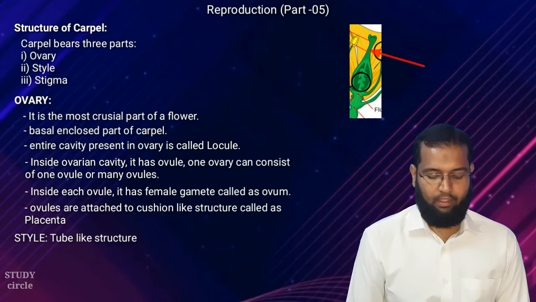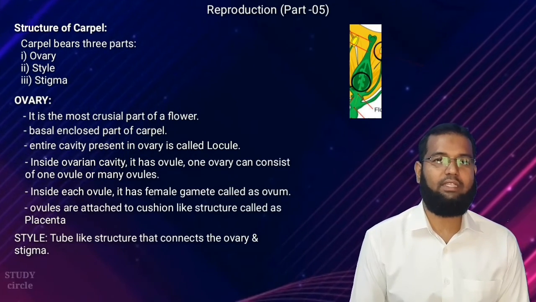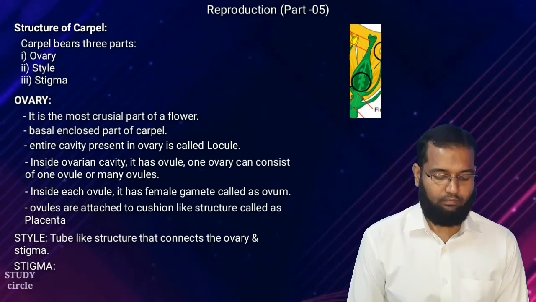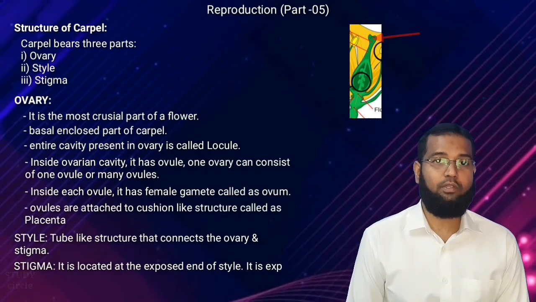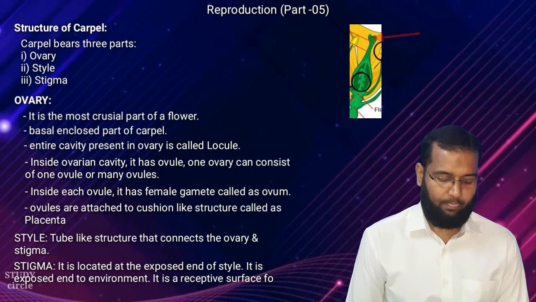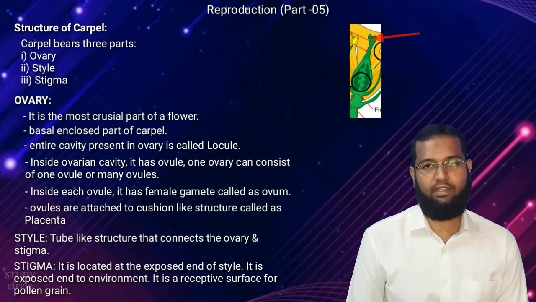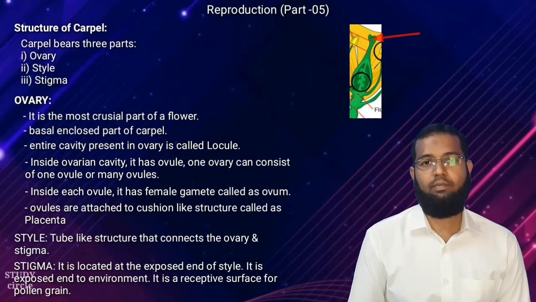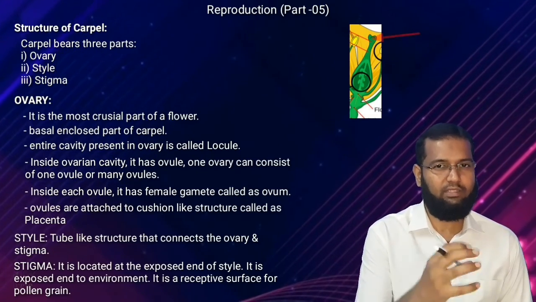Style. The tube-like structure that connects the ovary and stigma is called the style. Stigma. Located at the exposed end of the style, it is also called the receptive surface for pollen grains. That means the stigma is exposed to the environment so that pollen grains can reach the stigma very easily.